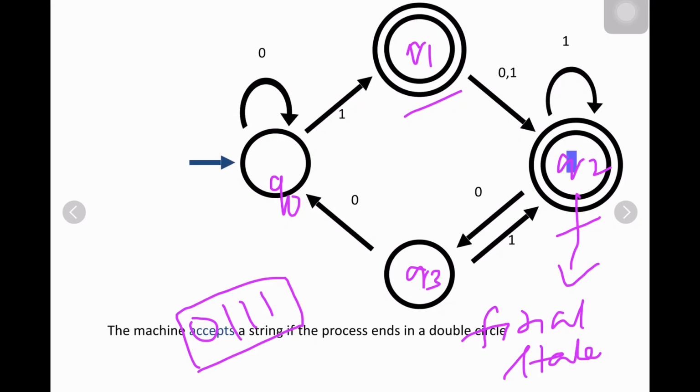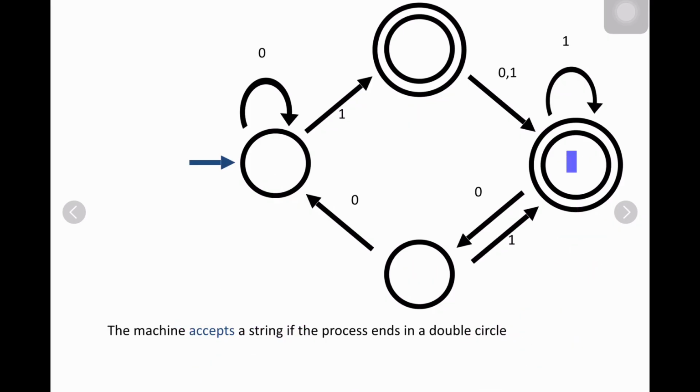I'll clear it and show you. This is Q0, Q1, Q2, Q3. The machine accepts a string if the process ends in a double circle. As I told you, the double circle represents a final state.